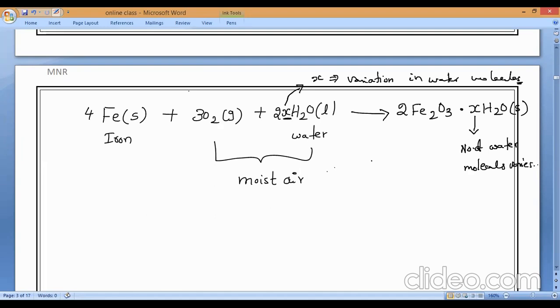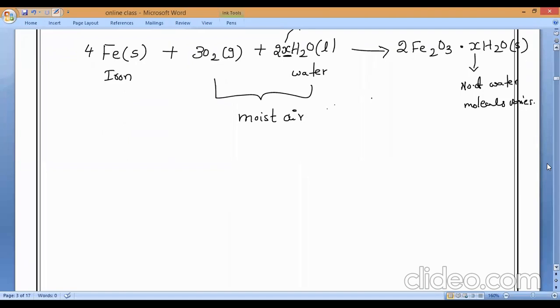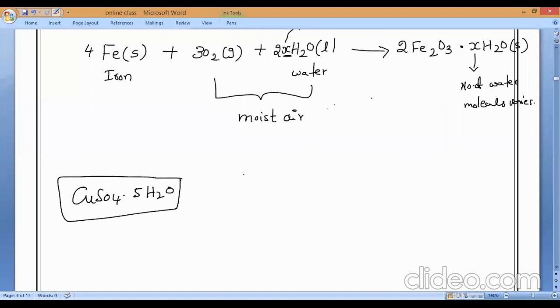So why will it vary? From one place to another place, it is not constant. So that is why I am representing it as XH2O. Before, I taught you one formula, have you remembered? CuSO4·5H2O, copper sulfate, this is what we used to call it. In the same way, iron sulfate, FeSO4, we have written the decomposition reaction of iron sulfate. Do you remember, guys? Iron sulfate decomposition.